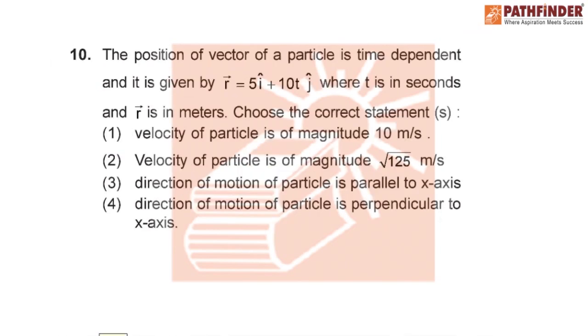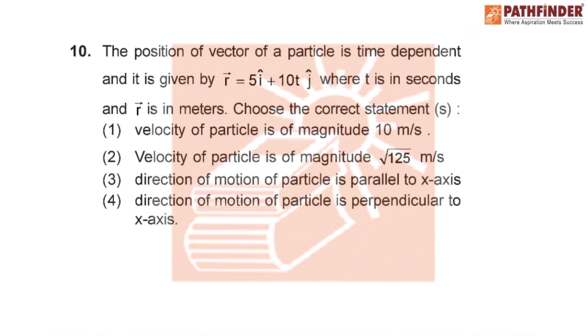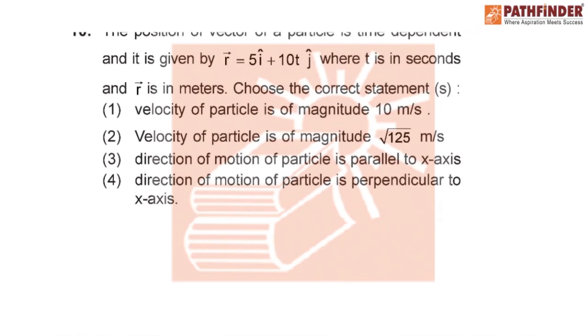The position vector of a particle is time dependent, and it is given by r vector equals 5 i cap plus 10 t j cap, where t is the time in seconds and r is in meters. Choose the correct alternatives. So if we have position vector, then we can calculate velocity as dr by dt. If we differentiate, then we will get nothing in i cap, 0 i cap plus 10 j cap. So velocity is 10 meter per second along y axis. So we choose the correct alternatives.